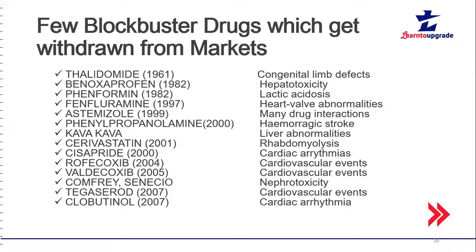Phenformin, 1982, lactic acidosis. It got withdrawn from the market. Similarly, there are others. You can see fenfluramine, and if you come a little bit to the bottom part, rofecoxib, valdecoxib. These are coxibs, right? They are NSAIDs. If you are from a pharma or medical background, you all know these are common pain medications. Still, these also got revoked or withdrawn from the market because of cardiovascular events or nephrotoxicity, all these reasons.